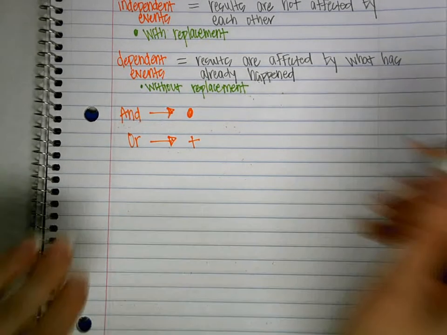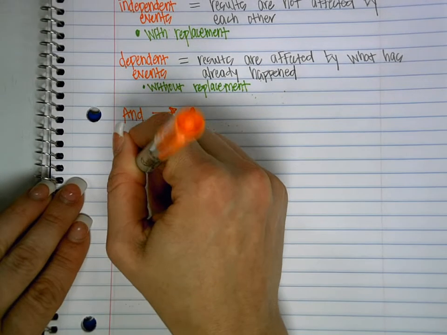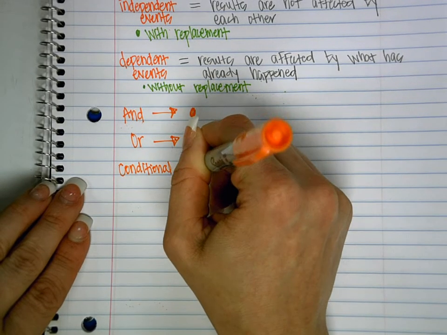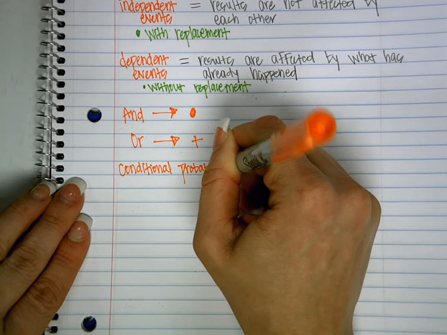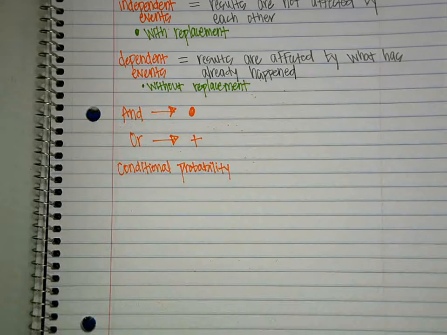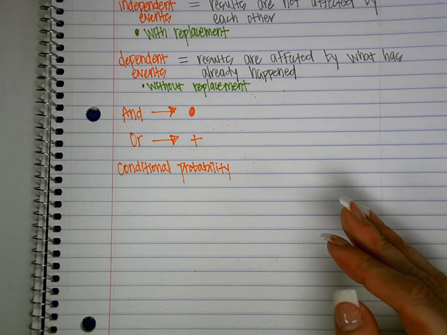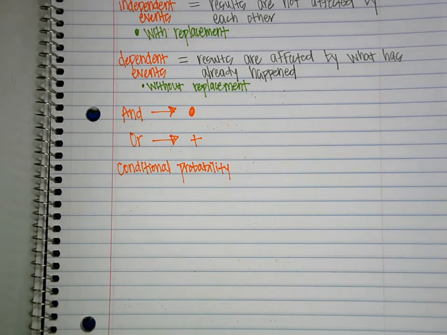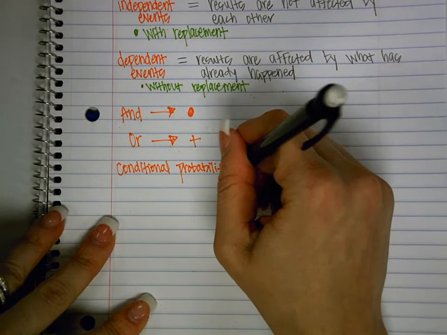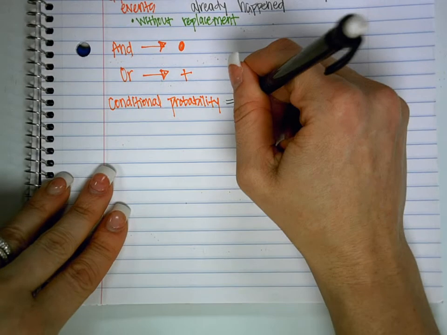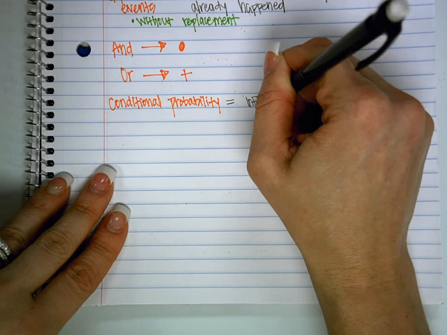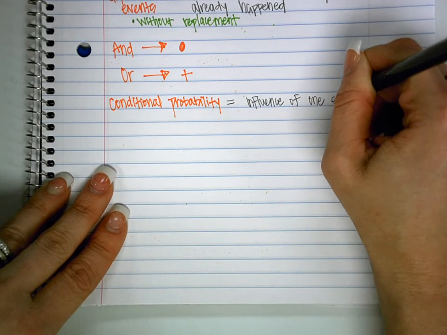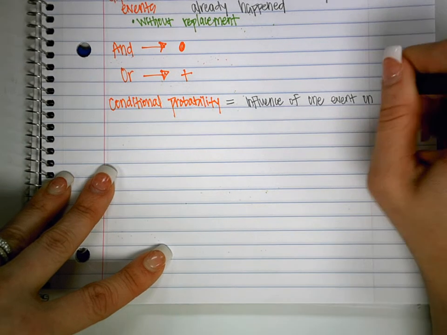And then the last thing we went over was conditional probability. Something like when you're getting a job, your job prospects are probably conditional on if you have a degree or if you do not. So conditional probability is the influence of one event on another.